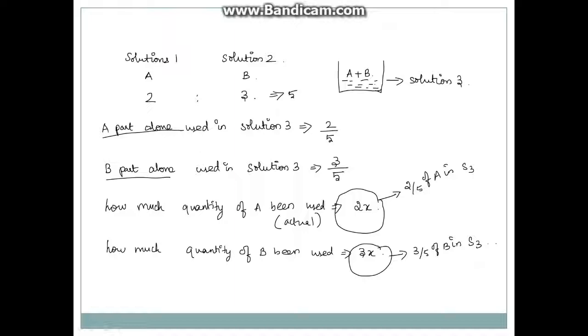So there exist two important cases. If they are asking for the actual quantity or the actual number, then you need to multiply by x. If they are asking how much part or how much amount has been used, then we need to find out, of the total parts, how many parts have been used.